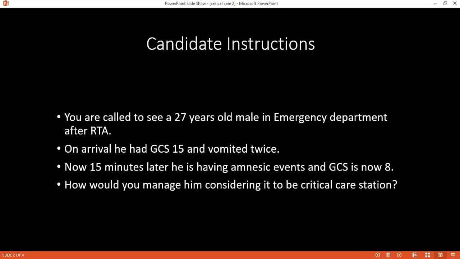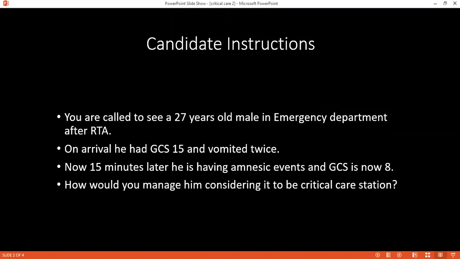Then doing chin lift. After airway, then breathing, you look for the breathing, and then C, circulation. Then what would you do? For the circulation, I will start the management. If the patient's Glasgow Coma Scale is 8, I will do intubation.